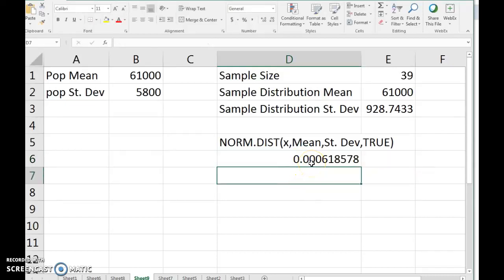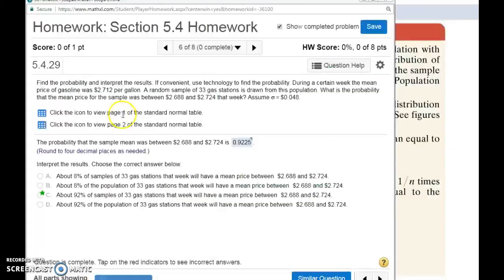We would expect that if we take samples of size 39, very, very rarely are we going to get the average from that sample to be 58,000 or less.